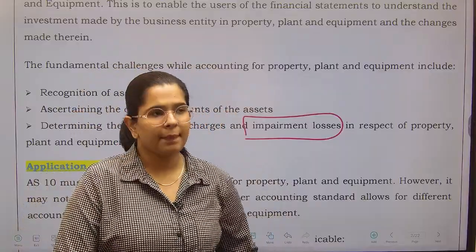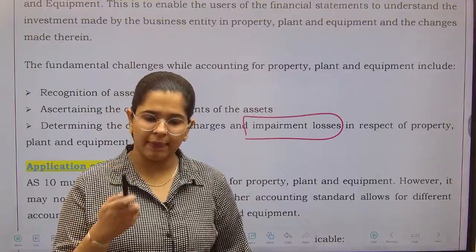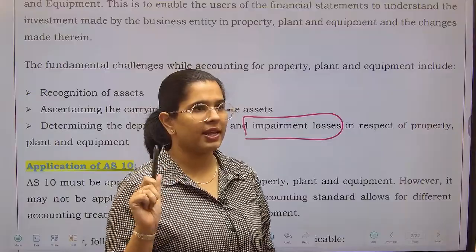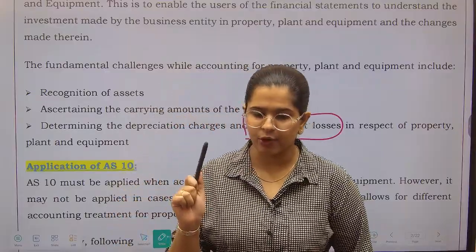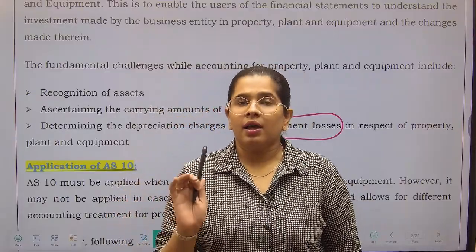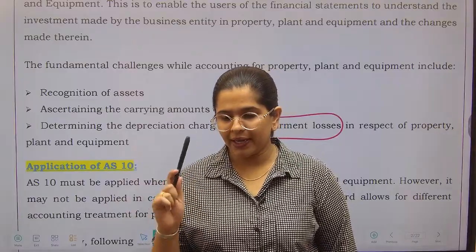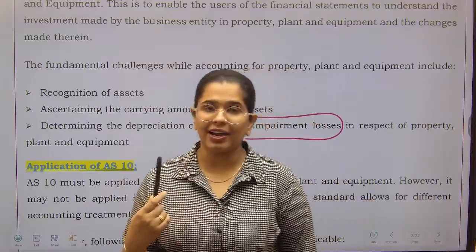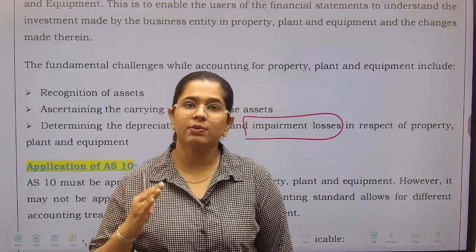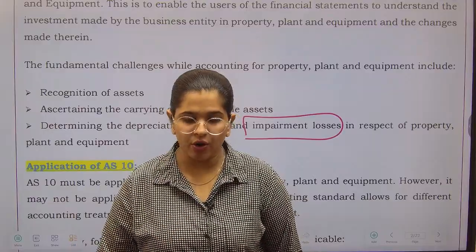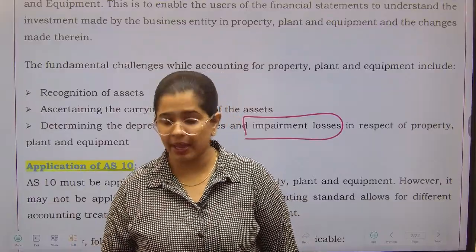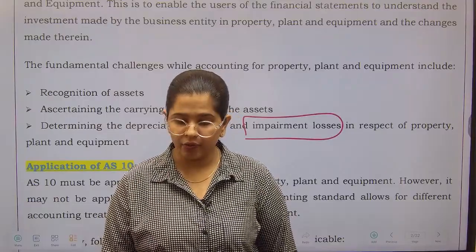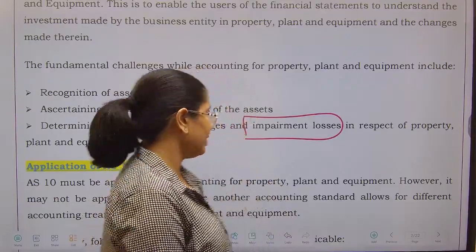But what we mean by impairment is, suppose I have this particular pen and in my books I have written this pen at 10,000 rupees. But in the market, this particular pen can only fetch me 5,000 rupees, right? So if there has been a permanent decline in the value of your asset, that is called impairment, okay? And the adjustment for that is also something we will be watching over in this particular accounting standard.